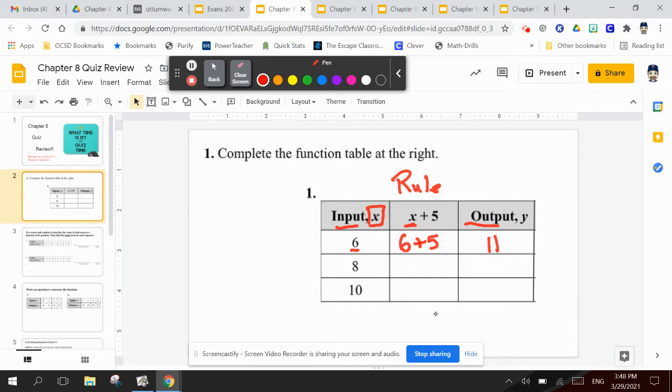If I have an 8 as my x variable, x comes out, 8 is inputted instead. I add 5. 8 plus 5 is 13. If x is 10, I take out my x variable. 10 plus 5 is 15.